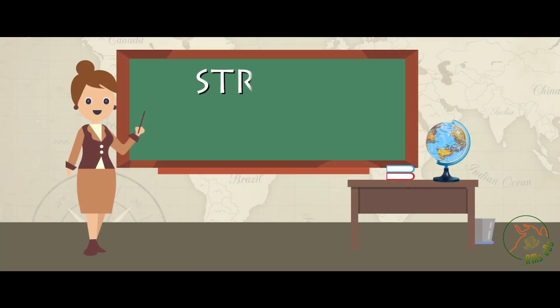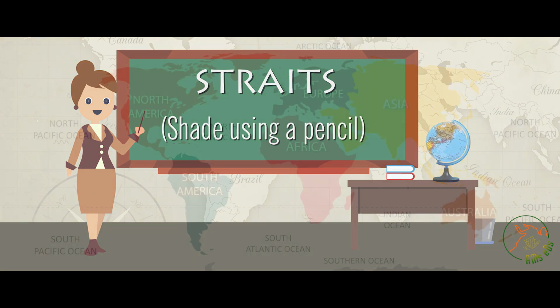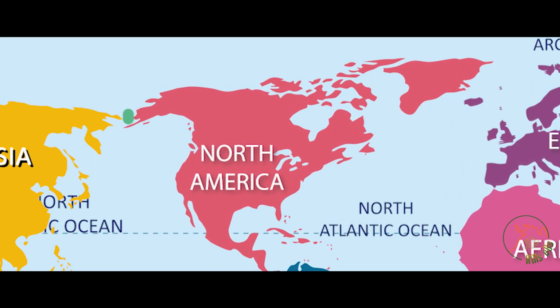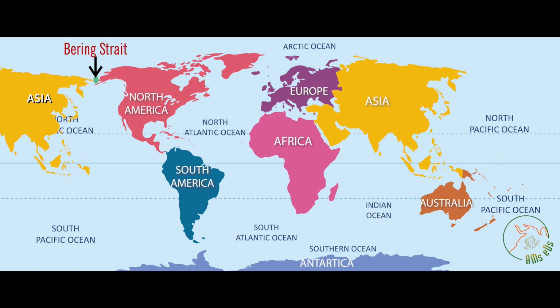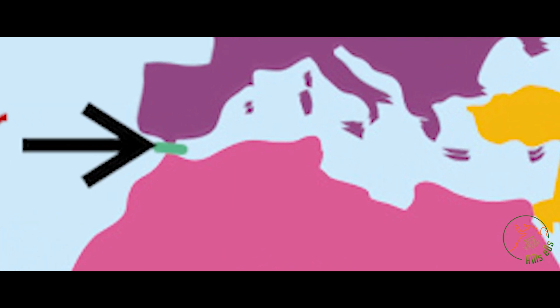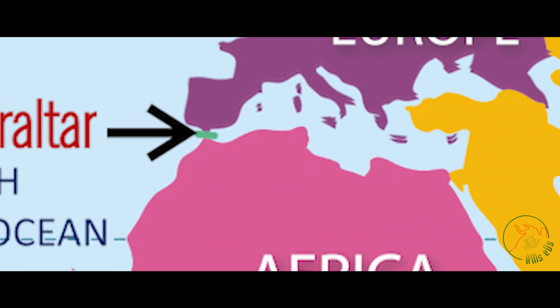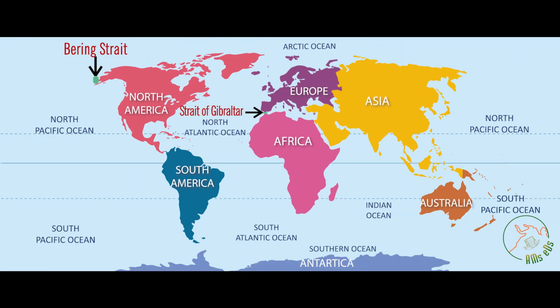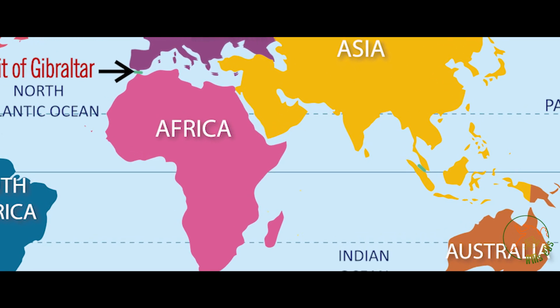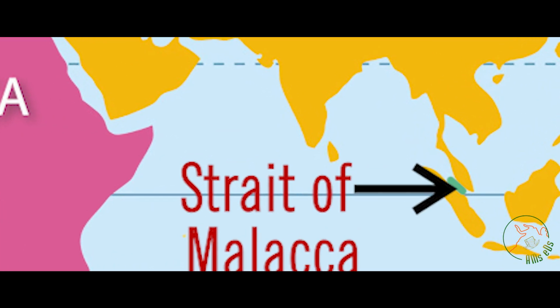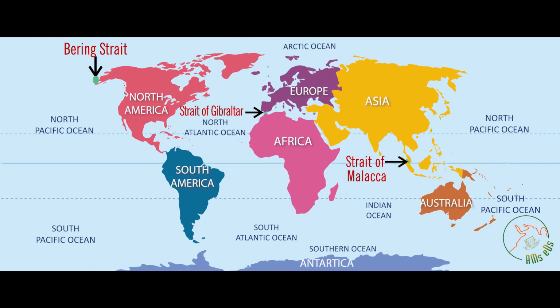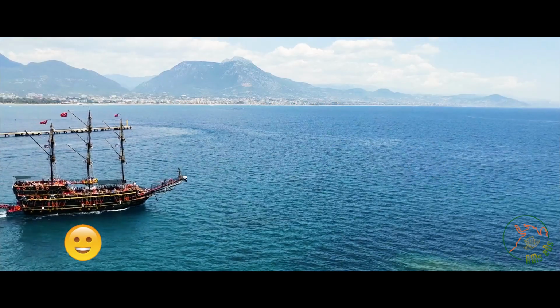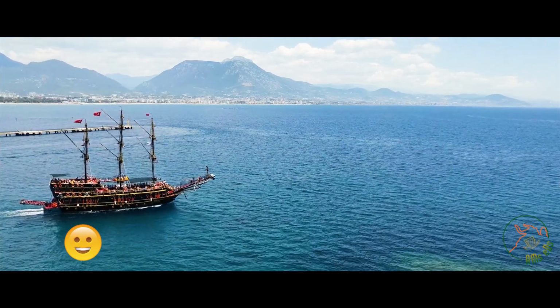The final part of this session are the Straits. The Bering Strait is a strait of the Pacific separating the continents of Asia and North America. The Strait of Gibraltar is a narrow strait that connects the Atlantic Ocean to the Mediterranean Sea. The Strait of Malacca is a waterway connecting the Andaman Sea of the Indian Ocean and the South China Sea in the Pacific Ocean. We shall take up another topic in the next session.